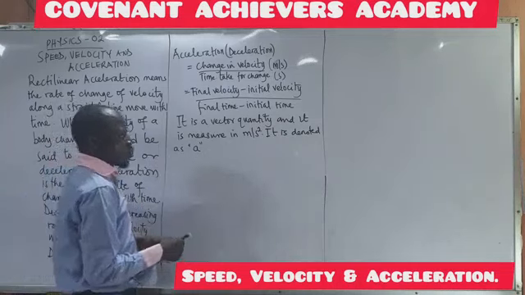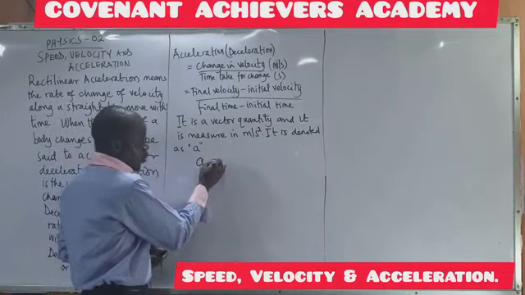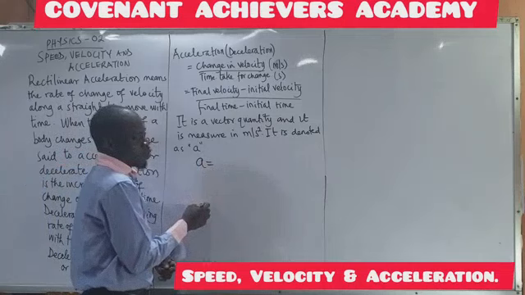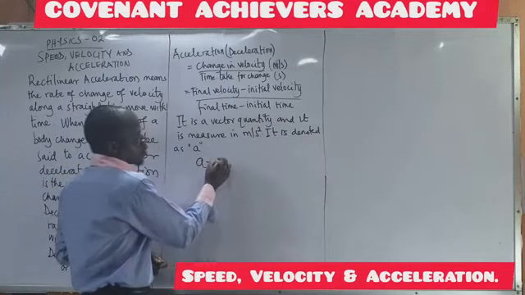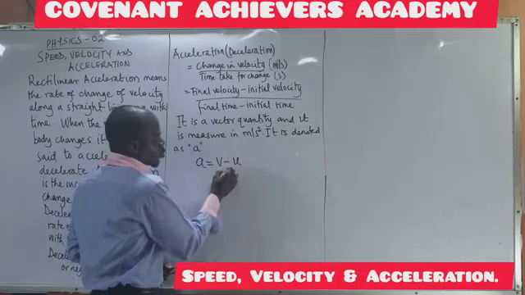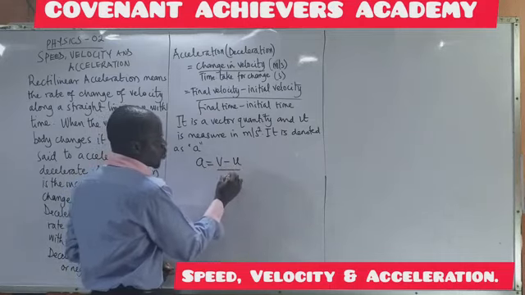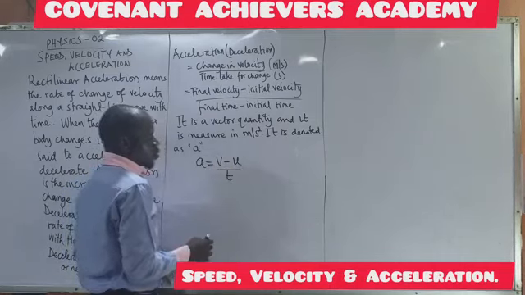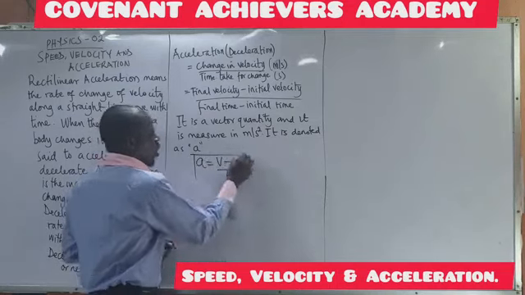Now, how will you represent that? Just like we have it mathematically, acceleration is equal to change in velocity. Final velocity is normally given as v, while initial velocity is given as u. So that is v minus u over t. That gives us what we refer to as acceleration.